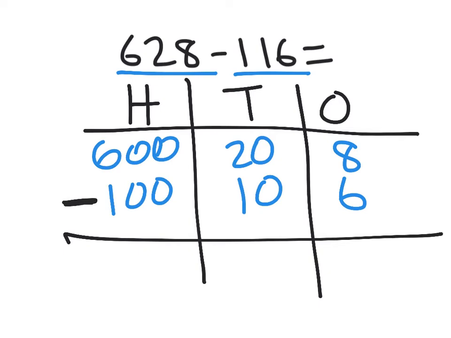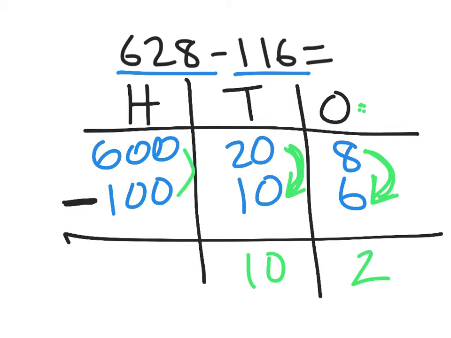And then I'll go back to the beginning. And I'll start in the ones place. I'll think about 8, get rid of 6. You can even hold up 8 fingers and get rid of 6 fingers if it makes sense. You have 8, you get rid of 6, it's 2. Okay? You have 20, you get rid of 10, it's 10. You have 600, you get rid of 100, it's 500.